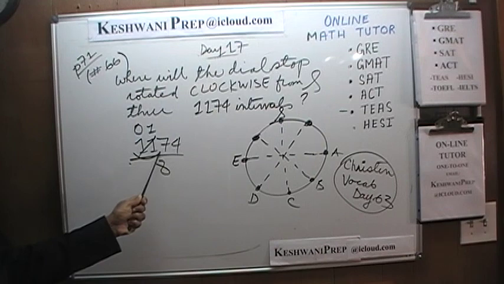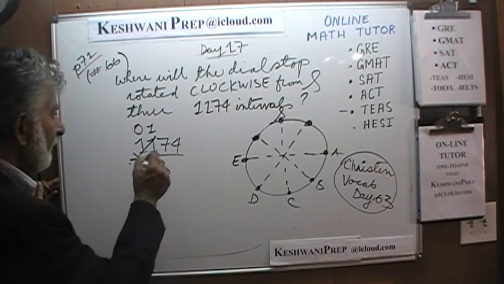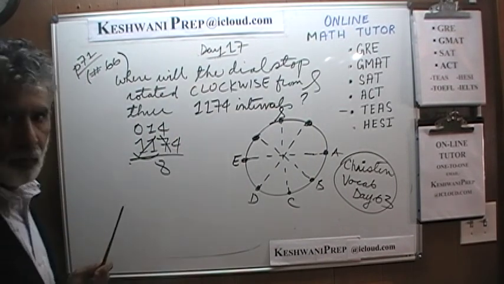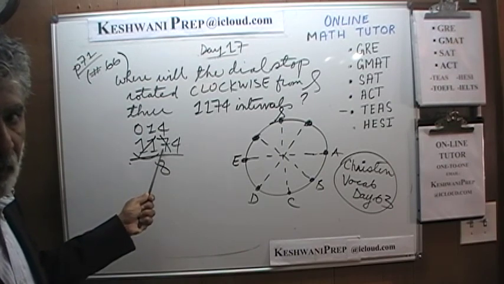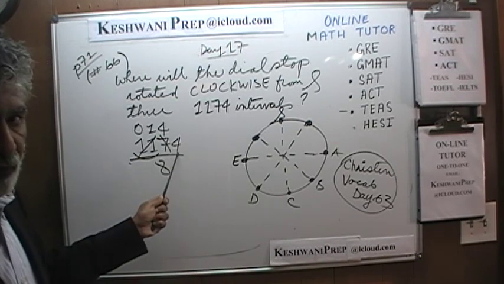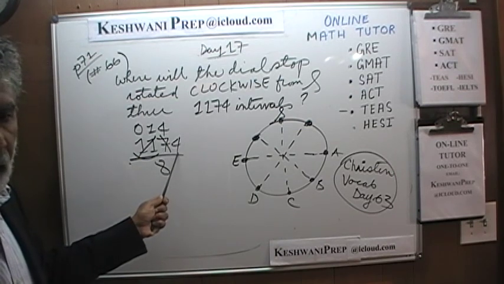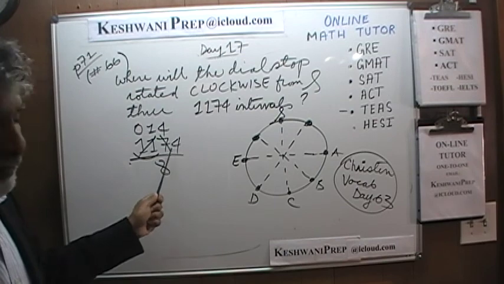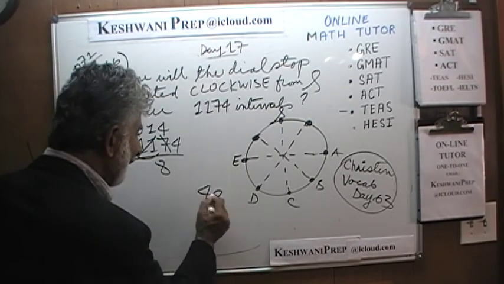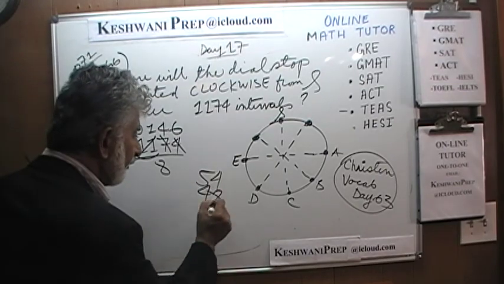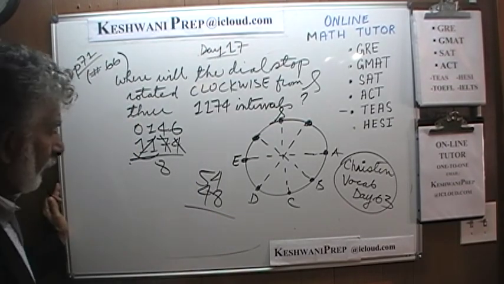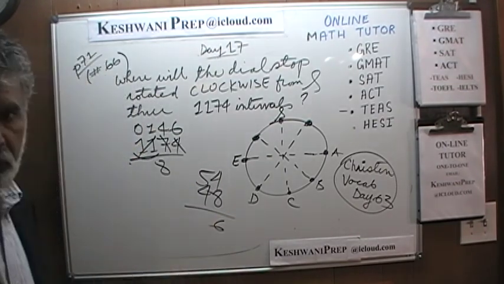And how many 8s does 37 have? 37 has 4 8s. 4 8s are 32. After we take away 32 from 37, we have a remainder of 5. What happens to that 5? That 5 goes and joins the 4 and becomes 54. And how many 8s does 54 have? 54 has 6 8s. 6 8s are 48. And after we take away 48 from the 54, we'll have a remainder of 6.